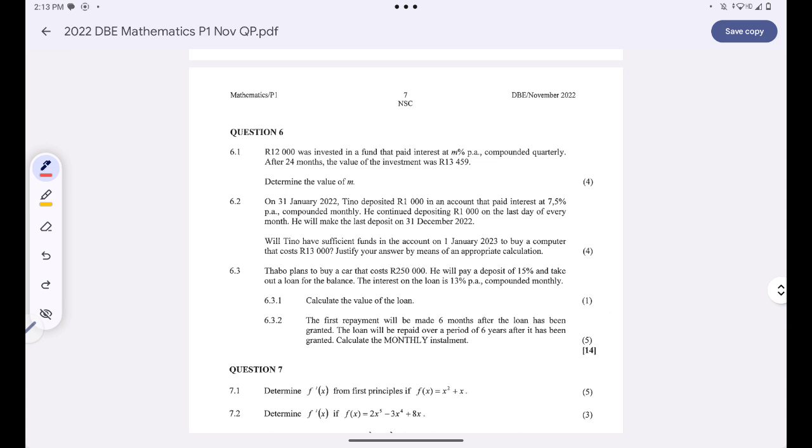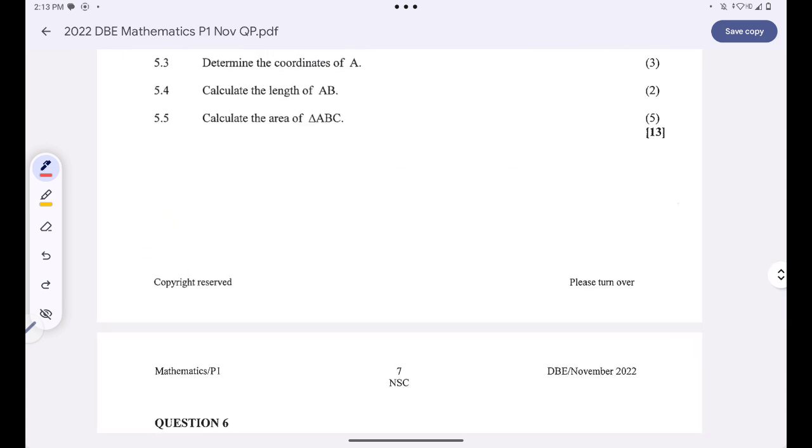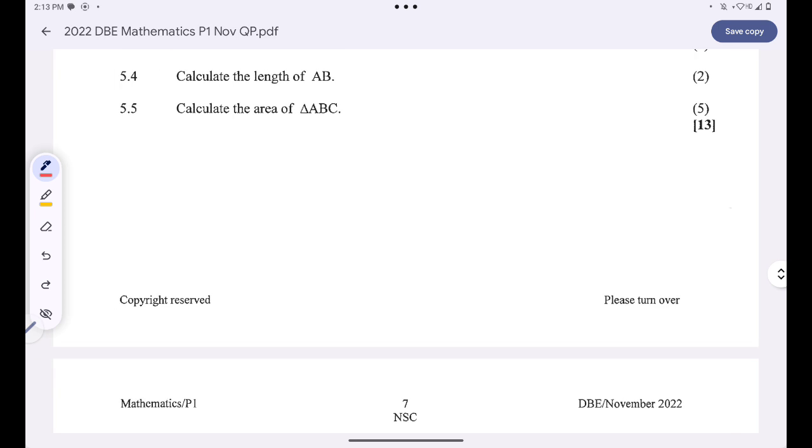Okay, we are told that 12,000 was invested in a fund that paid interest at m% per annum compounded quarterly. After 24 months, the value of the investment was 13,459. Okay. We are given some information over there. We are told that the principal amount of the investment is 12,000 rands, and this amount of money will accumulate into 13,459 rands in 2 years' time.